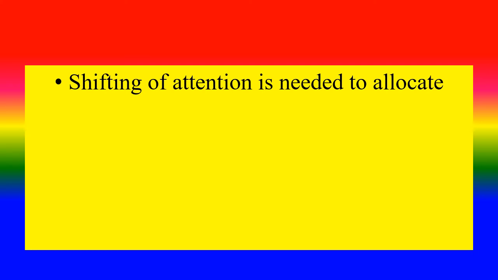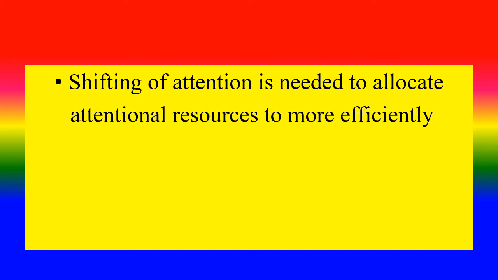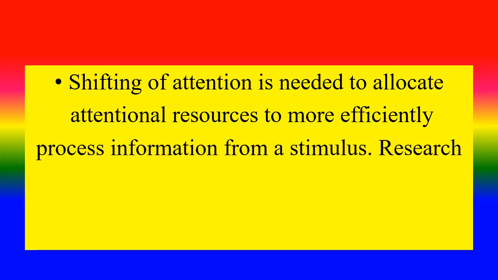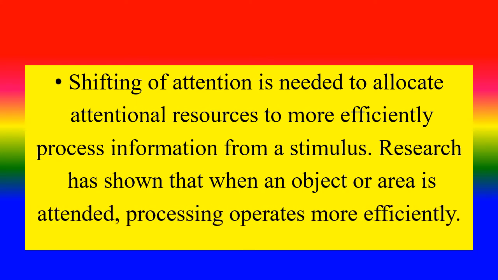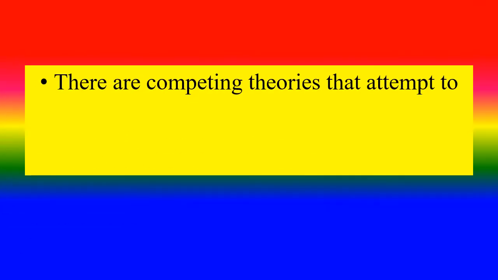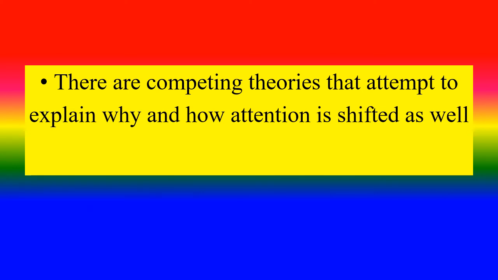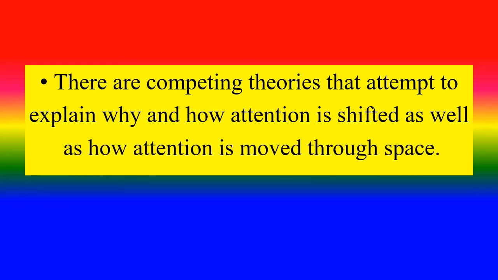Shifting of attention is needed to allocate attentional resources to more efficiently process information from a stimulus. Research has shown that when the object or area is attended, processing operates more efficiently. There are competing theories that attempt to explain why and how attention is shifted, as well as how attention is moved through space.